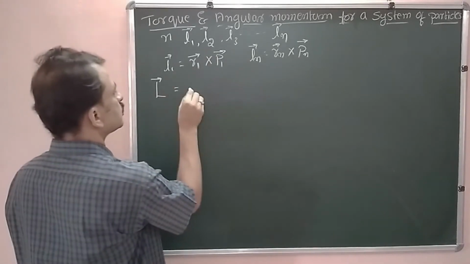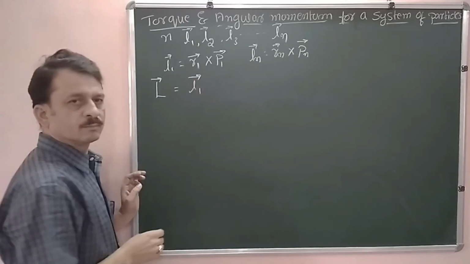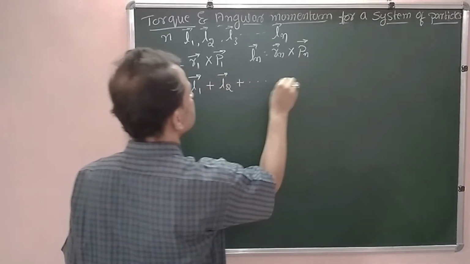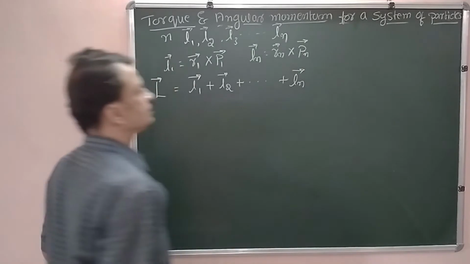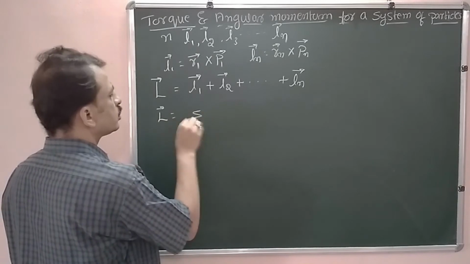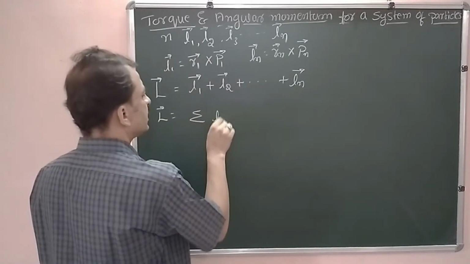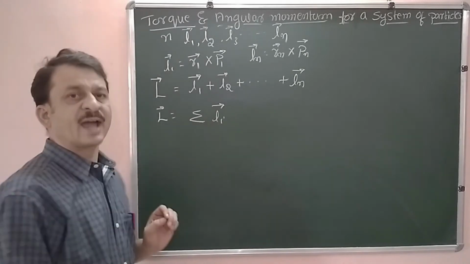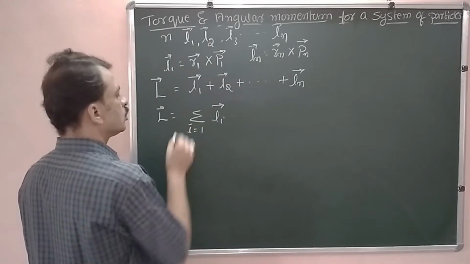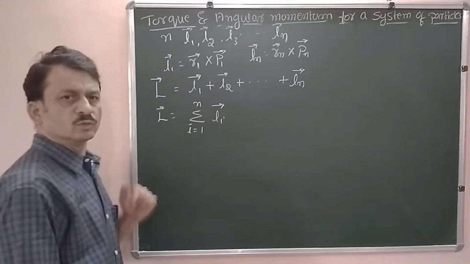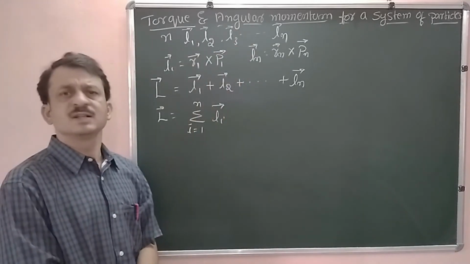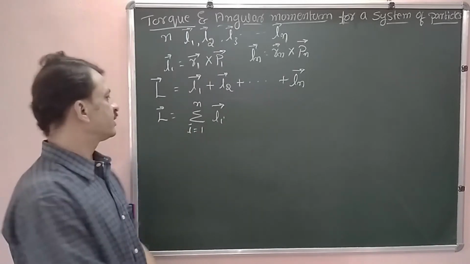The total angular momentum is the vector sum of the angular momenta of the individual particles up to Ln. It is a vector sum. It can also be written using the sigma notation as the sum of Li, where Li is the angular momentum of the ith particle, and i takes values from 1 to n. This is the total angular momentum of a system of n particles, which we call a rigid body.